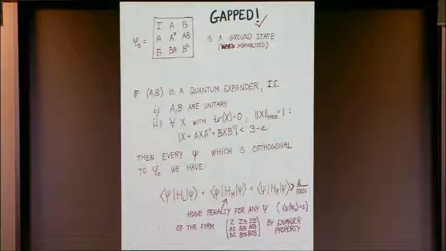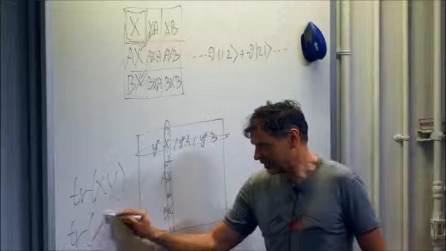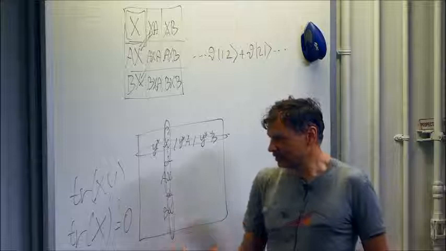Now, for that, I just have to specify A and B. And it just turns out that the right condition is that A and B form a quantum expander. So if they do, then it happens that if a matrix X is very much unlike the identity, that is, orthogonal to the identity, in the well-known orthogonality definition for matrices with the inner product, it just means that the trace of X is zero, right? Because the other matrix is the identity.